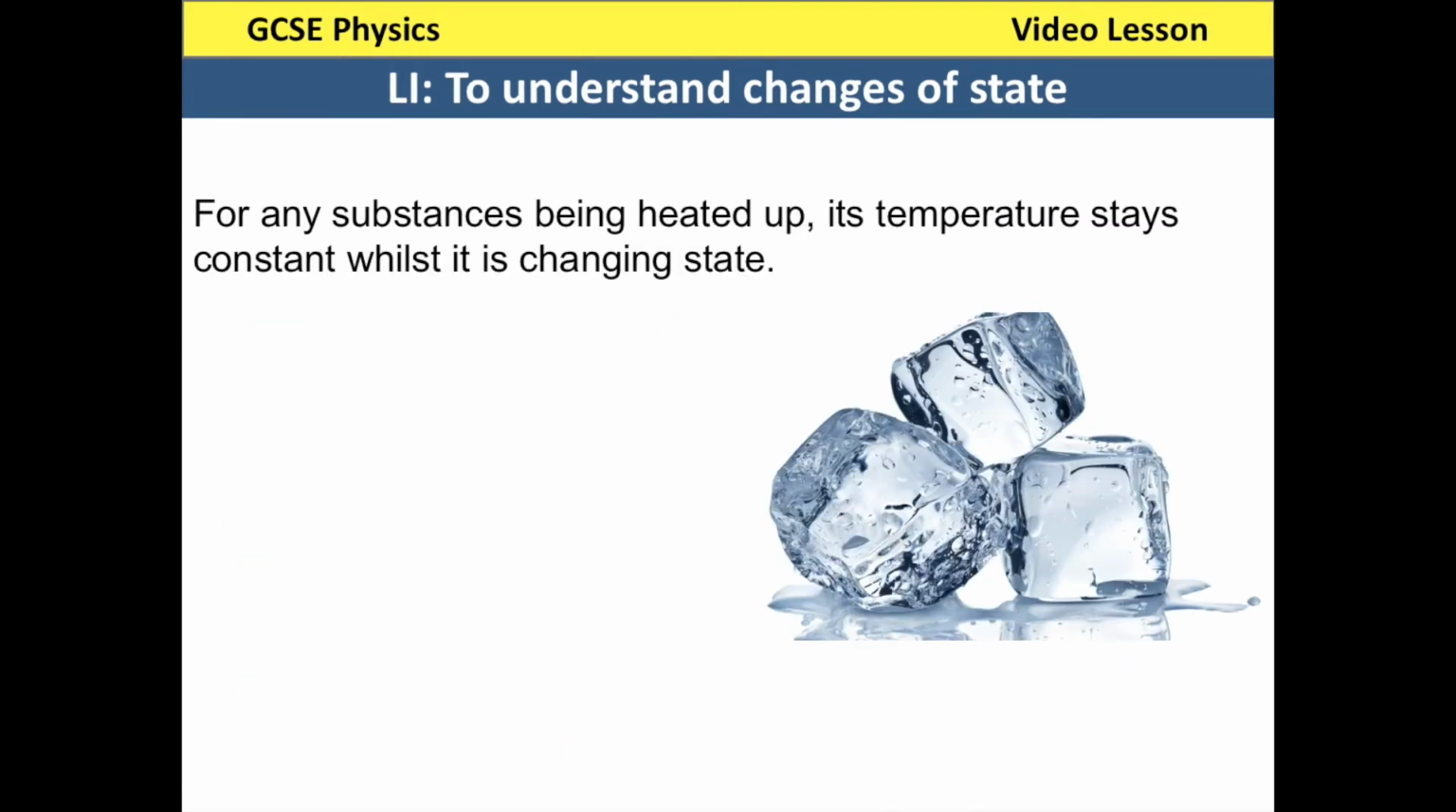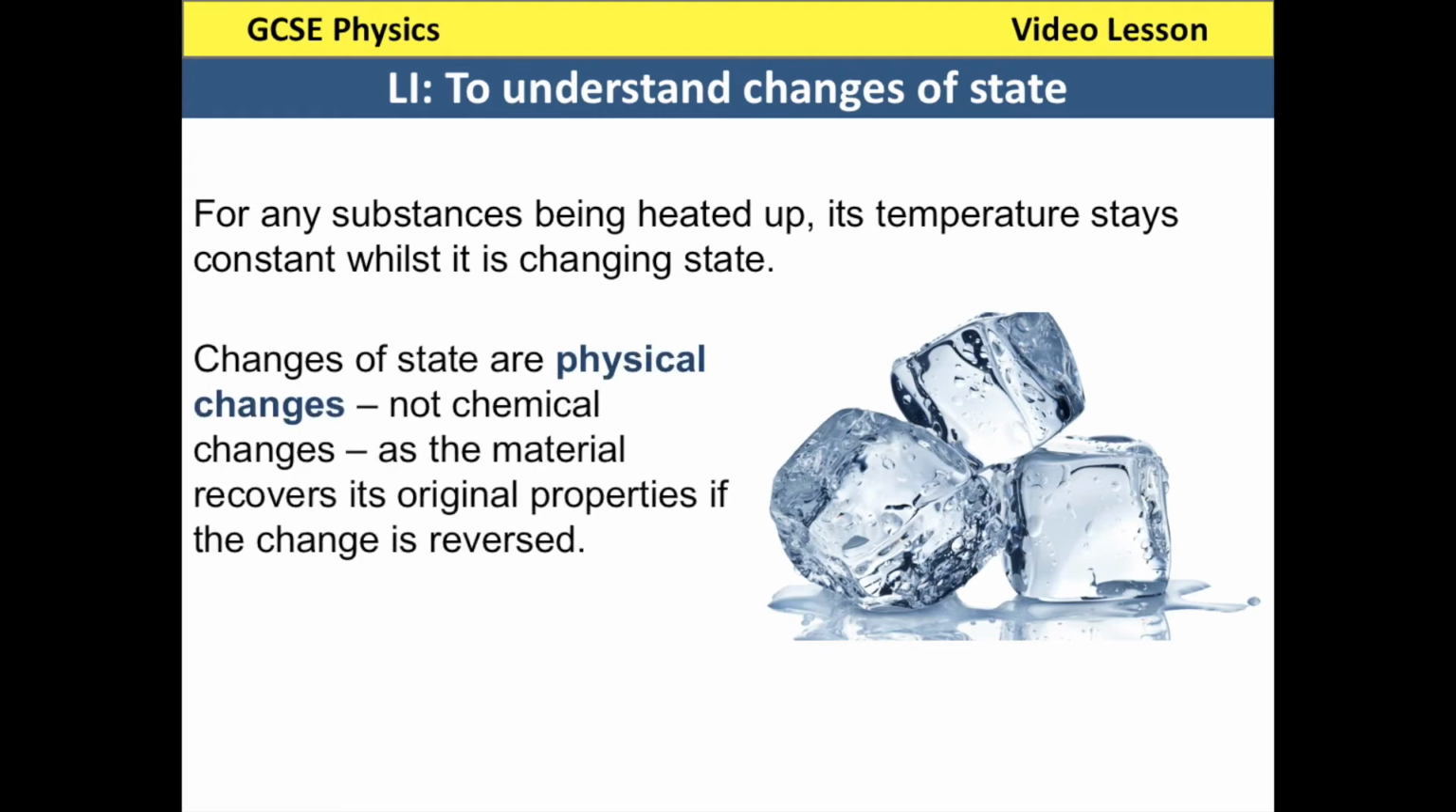For any substance when it's being heated up, its temperature stays constant whilst it is changing state. We've just seen in the previous example that when that ice was melting, it stayed at 0 degrees until it had fully melted, and likewise, the liquid stayed at 100 degrees until it had fully boiled. Changes of state are physical changes, not chemical changes, because the material will recover its original properties if the change is reversed.